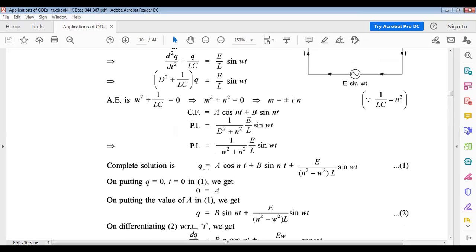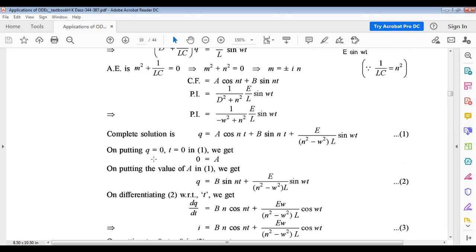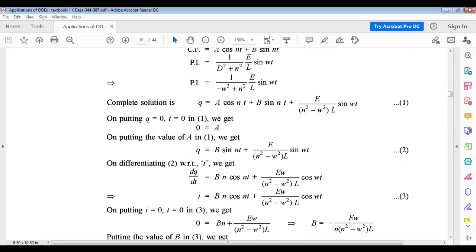So complete solution will be q equals to complementary function plus particular integral. This is the actual result. Okay, now putting q equals to 0 at time t equals to 0. This is the initial condition. If q equals to 0 and t equals to 0, this will be 1 and a plus this 0 and this also 0. So 0 equals to a. So a equals to what is 0. So on putting the value of a in equation 1, we can write this one.